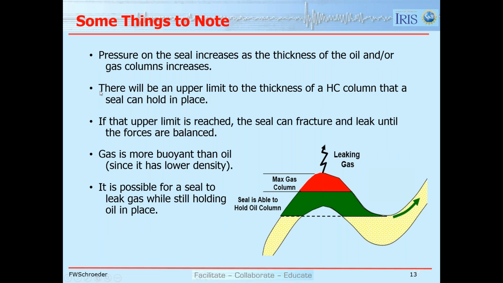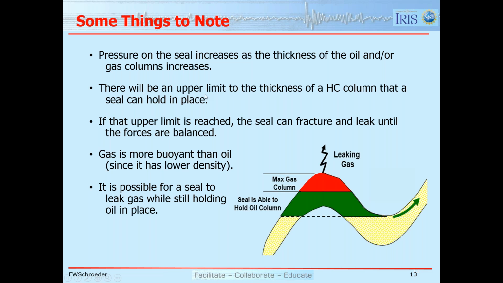So a few things to note. Pressure on the seal increases as the thickness of the oil or the gas column increases. So here we have the diagram. We have a certain thickness of gas. If that gas column gets thicker, it may put enough buoyancy pressure on the seal that it will cause the seal to fracture and allow some of the gas to leak.